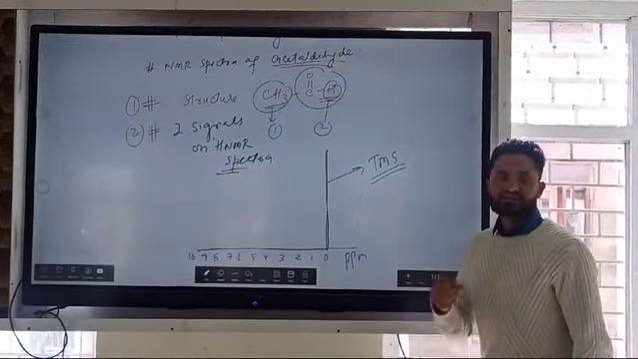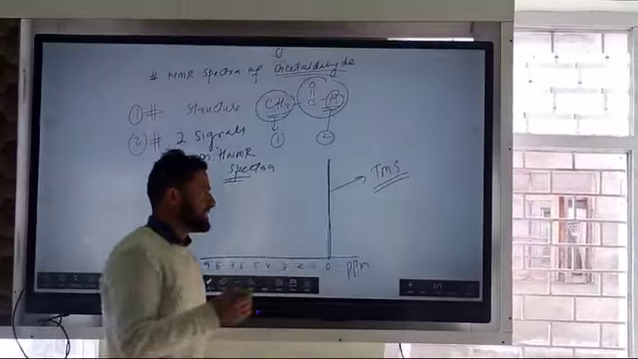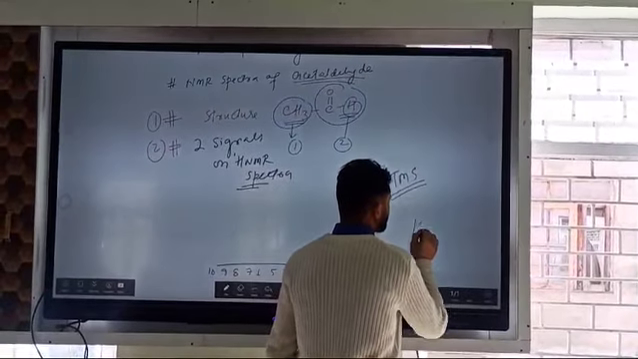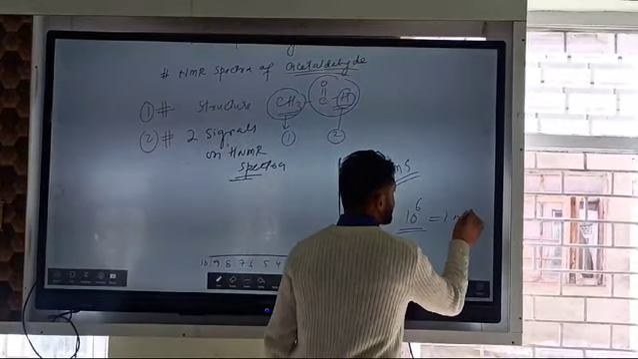Last million. Yesterday, as I have told you, what is 1 million? 1 million is 10 raised to power 6.